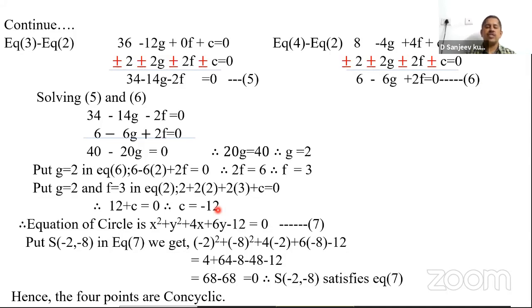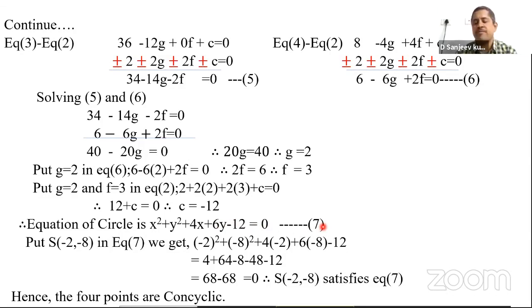Substitute the values of g, f, c in the equation of circle. So it is x square plus y square plus 2g, so g is 2, so 2g is going to be 4x. 2f, so 2 into 3 is 6y. Plus c is equal to 0, so c value is minus 12. So x square plus y square plus 4x plus 6y minus 12 is equal to 0 is the required equation of circle. So you got the equation of circle.